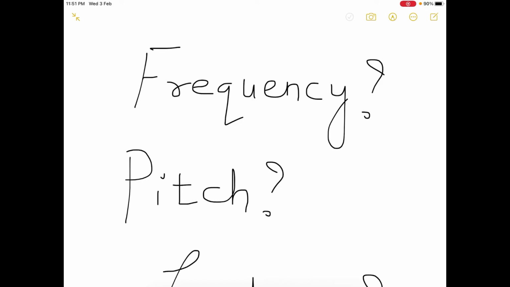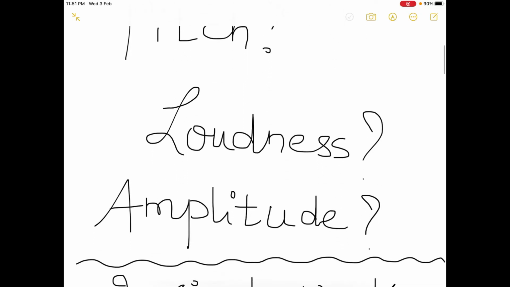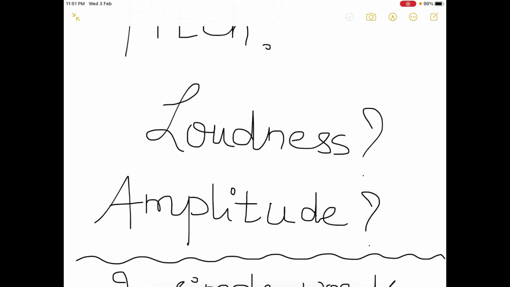What is frequency and what is pitch? How are they related? In the same way, what is loudness and what is amplitude? And what is the relation between loudness and amplitude? To understand that, let us have a quick look at what is frequency.